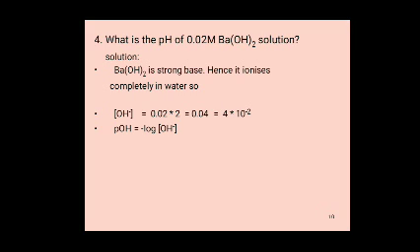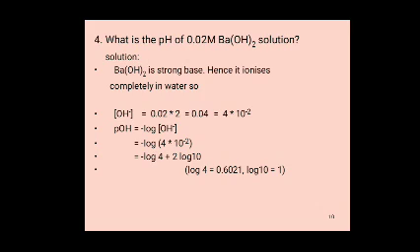Then pOH is equal to minus log OH minus ion concentration, minus log 4 into 10 to the power of minus 2. Log m into n is log m plus log n, so minus log 4 plus log 10 to the power of minus 2. Log m to the power of n is equal to n log m, so minus log 4 plus 2 into log 10. Log 4 value is equal to 0.6021. Log 10 is equal to 1.